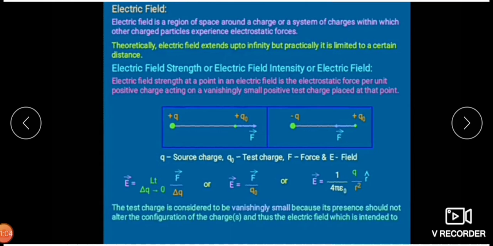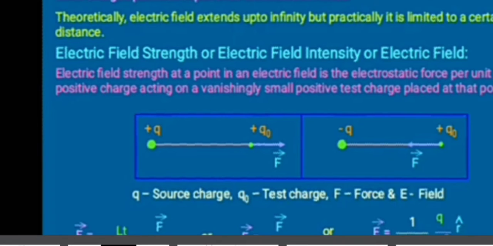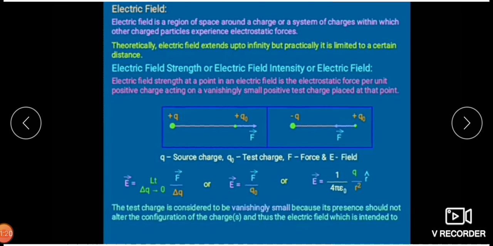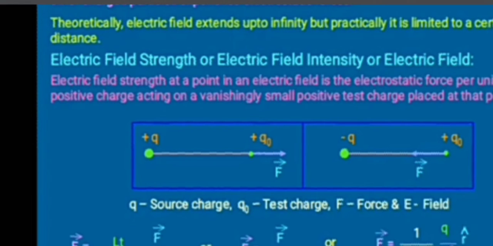Theoretically, the electric field extends up to infinity, but practically it has a limited range, meaning it exists up to some distance. Let us obtain the formula for electric field strength or electric field intensity.